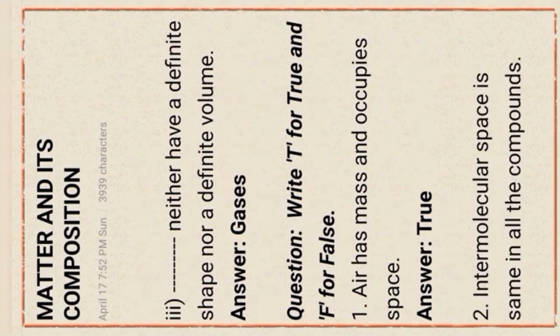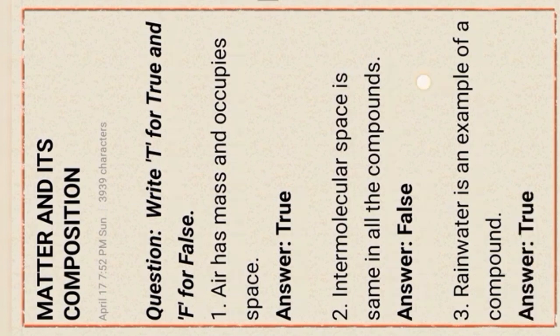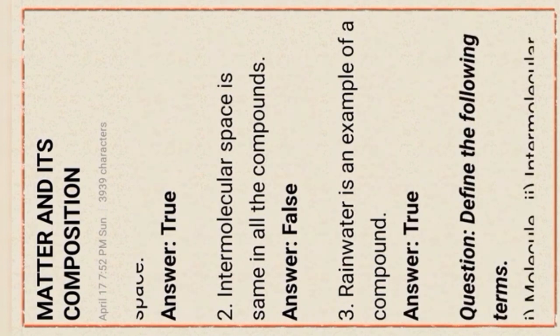Next question pattern: write T for true and F for false. First: air has mass and occupies space. This statement is true. Next: intermolecular space is the same in all compounds. This statement is false. Next: rainwater is an example of a compound. This statement is true.